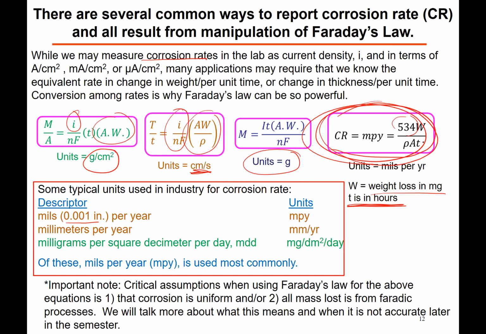So depending on which units you prefer to use, the equation changes a little bit, and it's just derived. So these numbers are worked out and the units are converted so that you can just plug it in: plug in the weight loss in milligrams, how long it takes, the area of the material that you're looking at, the density of that material, and then whether or not you want mils per year or millimeters per year to come out of it, right? And so that's just all industry-based conventional units.